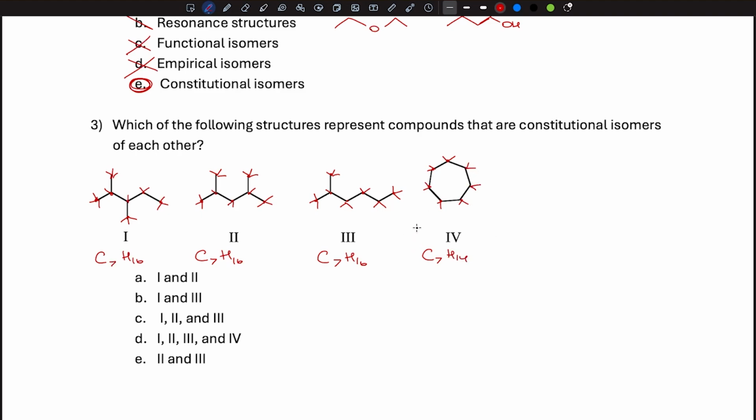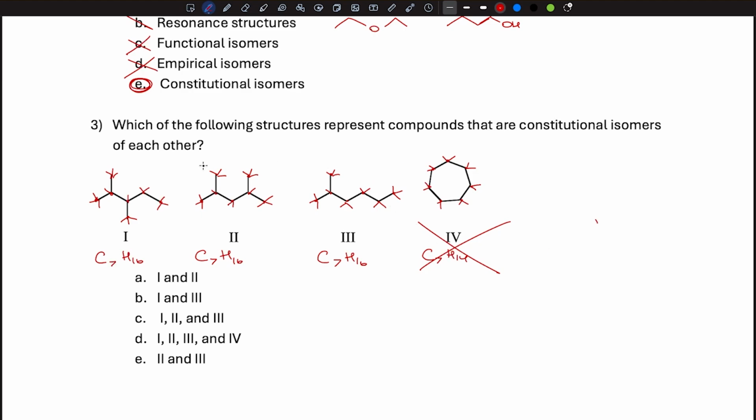Structure 4 has a very different molecular formula. Well, not very different, slightly different. But no matter, it still has a different molecular formula than the other 3. And so we can definitely wipe this out. This would not be related as a constitutional isomer to the rest of the group.